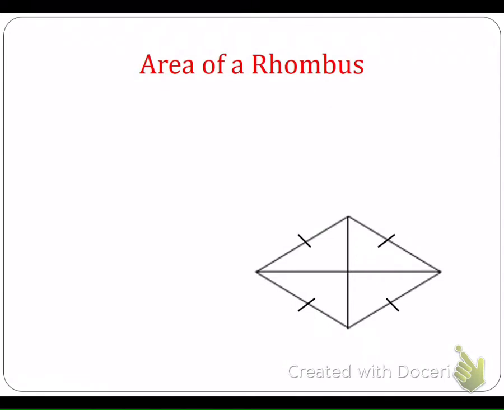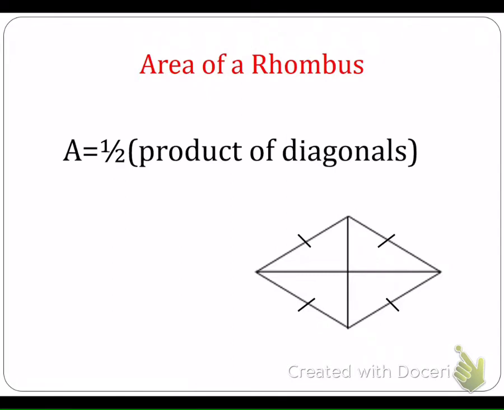Remember, a rhombus has 4 sides that are congruent. So if you're looking at a rhombus, this is the formula we use. It's 1/2 times the product of the diagonals. What's product mean? You multiply. So you'll sometimes see it look like this, 1/2 D1 times D2, where D1 is diagonal 1, D2 is diagonal 2.